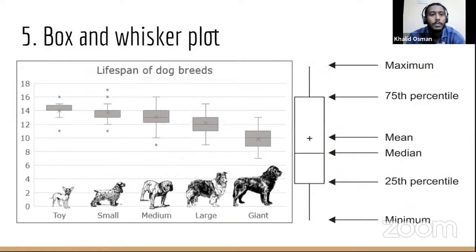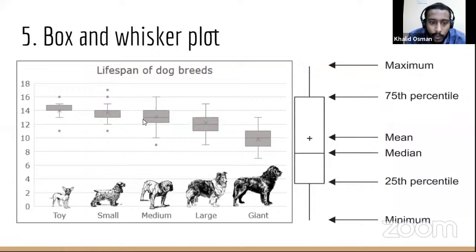So the fifth type of graph is the box and whisker plot. You can see in this example here, we are comparing the lifespan of different dog breeds. What this represents is this box here, for example, the line in the middle represents the median, and the whole box represents the range between the 25th percentile and the 75th percentile.